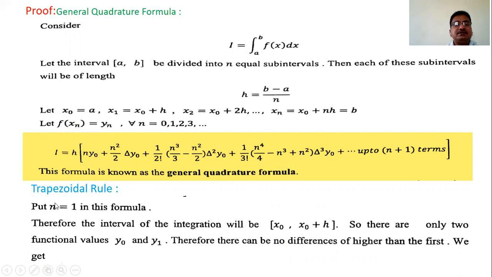Then the first one is the proof of trapezoidal rule. So put n is equal to 1 in this formula. So if you substitute n is equal to 1, then what are the n points? What is the number of sub intervals? That x0 is a, x1 is a plus h.